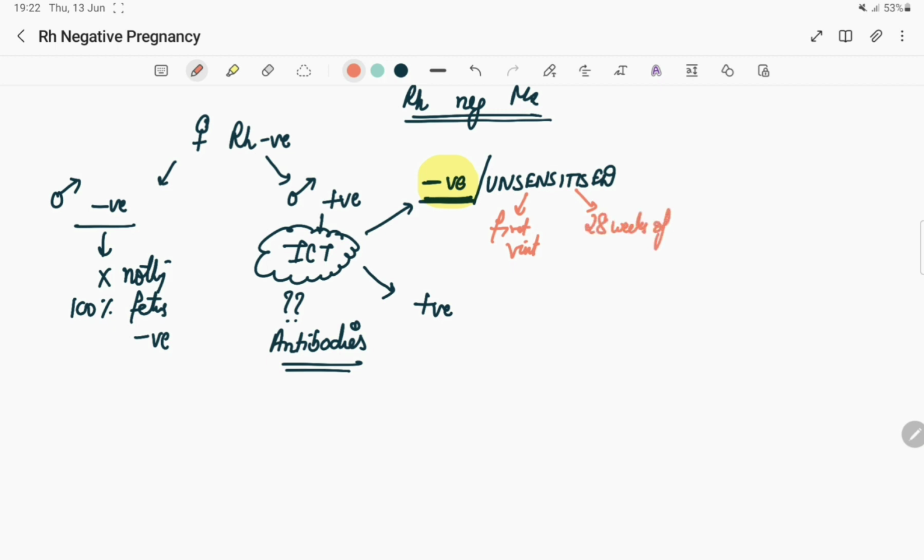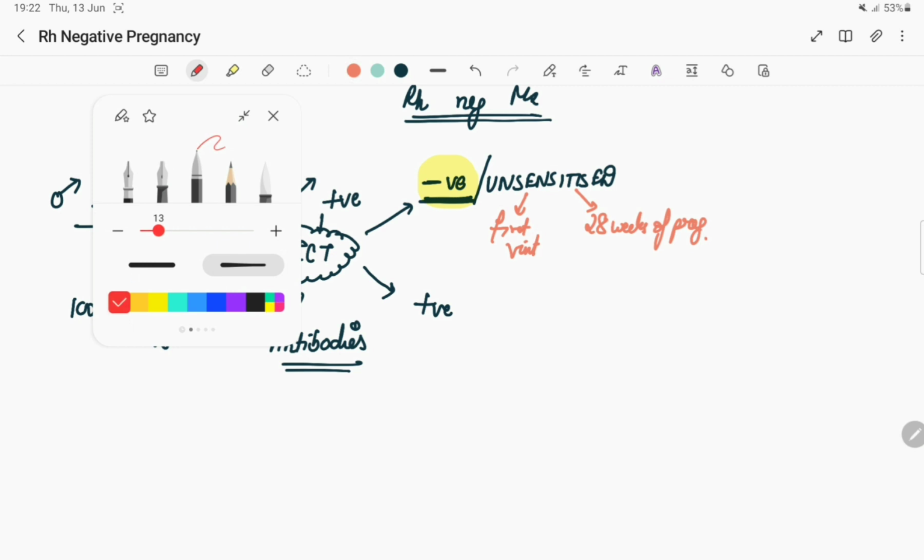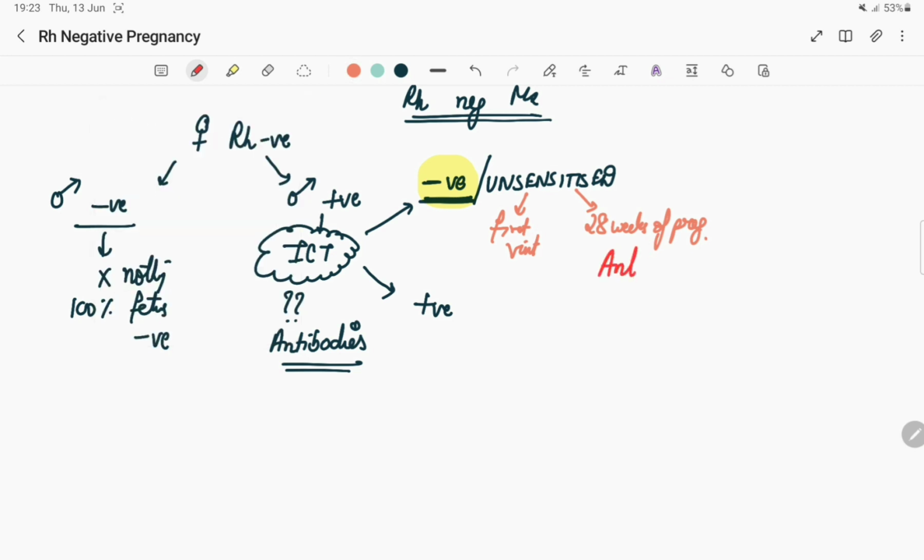Why at 28? I shall explain. You do ICT again at 28 weeks of pregnancy, okay? If still the ICT is negative, no antibodies are formed, what you do is you yourself give antibodies to her, okay? You give her anti-D at 28 weeks of pregnancy. How much anti-D do you give? You give her 300 microgram or 1500 international units of anti-D.